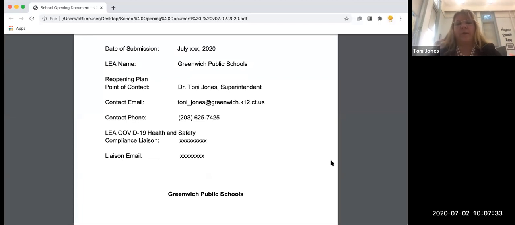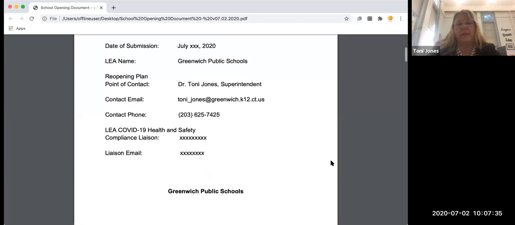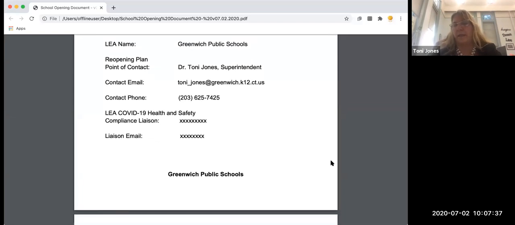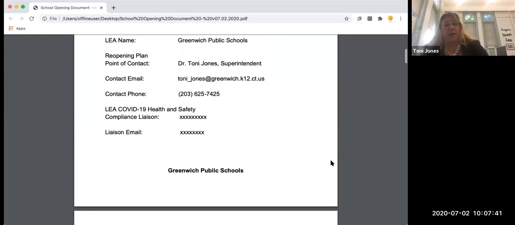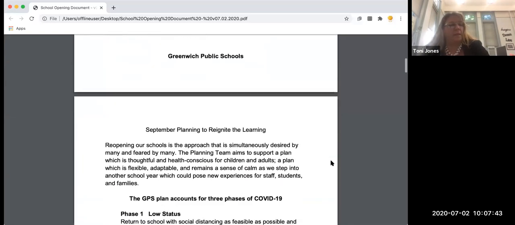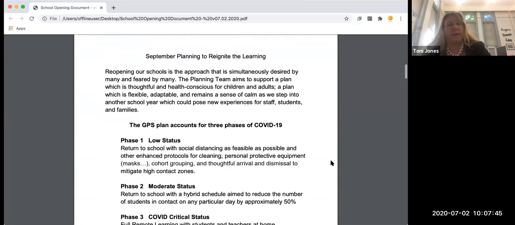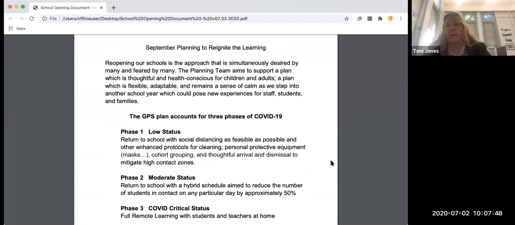So we formatted the front page, obviously, to meet the spec that they sent late yesterday. The way that we are formatting our plan and our document is very simplistic, and I say that because I want people to be able to read it. When you look at the 50 pages that we have from the state, it's a little overwhelming. There's a lot to parse out. There are some items that aren't applicable for Greenwich, and then many that are.